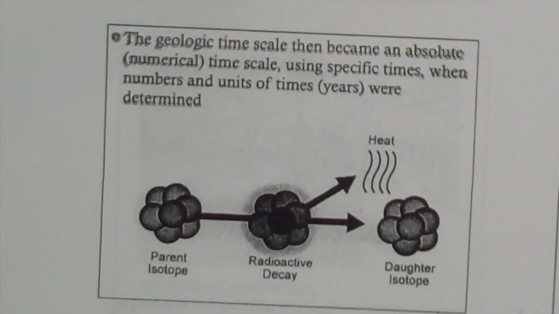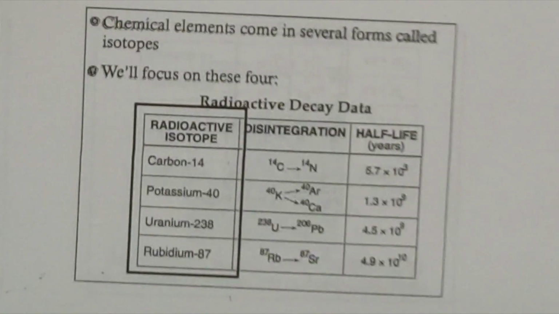The geological timescale then became an absolute numerical timescale using specific times, when numbers and units of time, years, were determined. Part of the process involves isotopes. A parent isotope will undergo radioactive decay, and during this time it will give off heat and produce a daughter isotope. Chemical elements come in several forms called isotopes. We'll focus on these four: carbon-14, potassium-40, uranium-238, and rubidium-87.